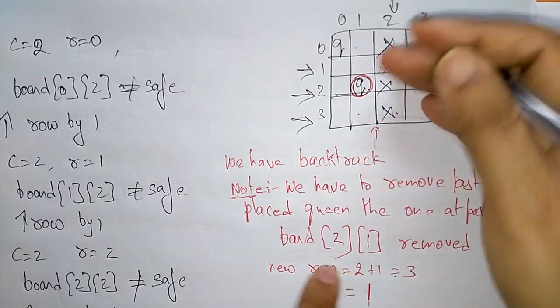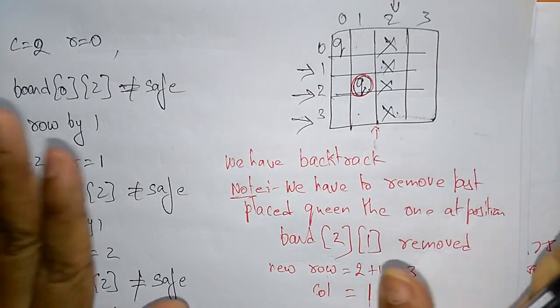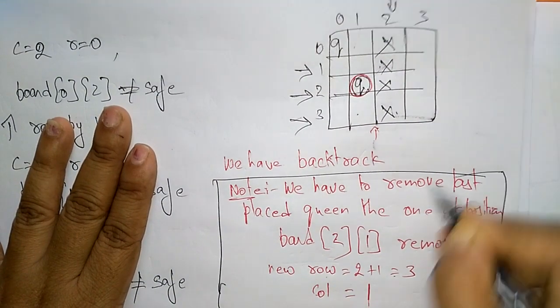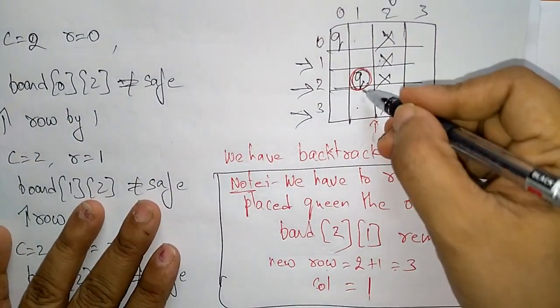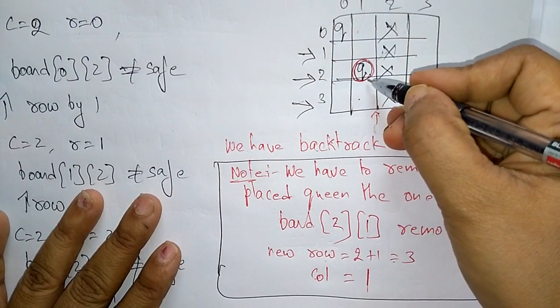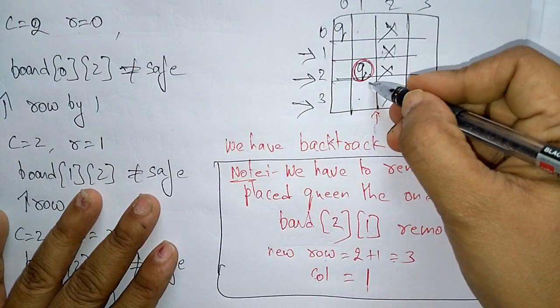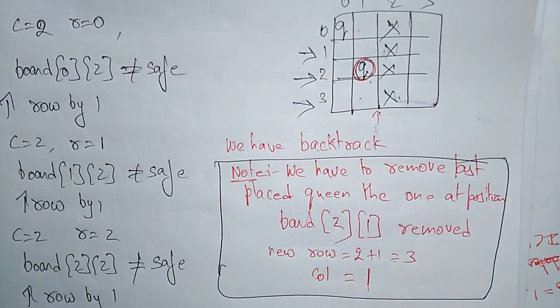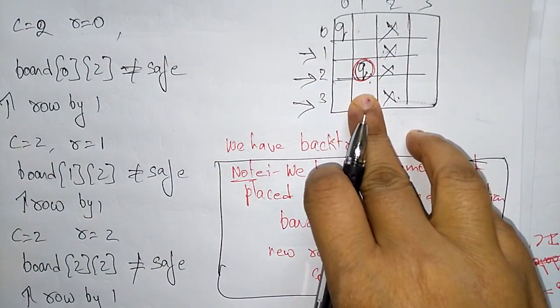When you're doing the backtracking, this is the condition you have to follow. Whenever you are doing the backtracking, just remove the item that was placed before, and just increment the row by 1. The column is the same, but you just increment the row by 1.